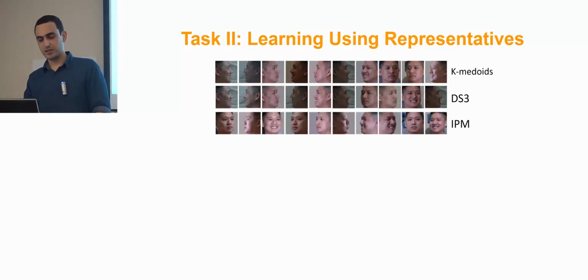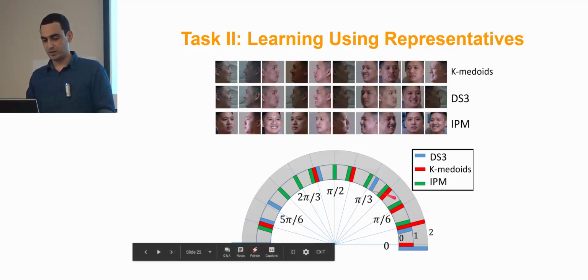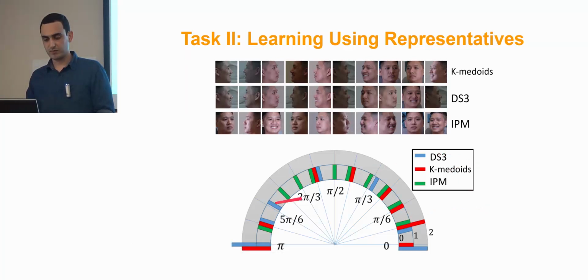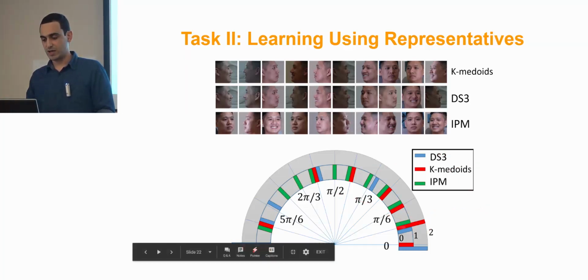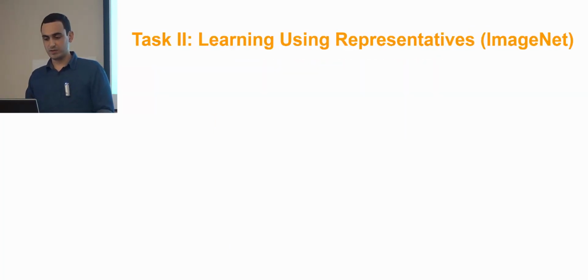But if you use IPM for selection, you can see that the samples are a lot more diverse and contain a lot more information about that subject. This can be explained in more detail using this figure. Here the samples selected by IPM are shown in green, and you can see that they are distributed fairly uniformly among all the views. But k-methods and DS3 are missing some of the views and selecting more than one sample for some other views. So this leads to the performance deterioration that we saw in the previous slide.